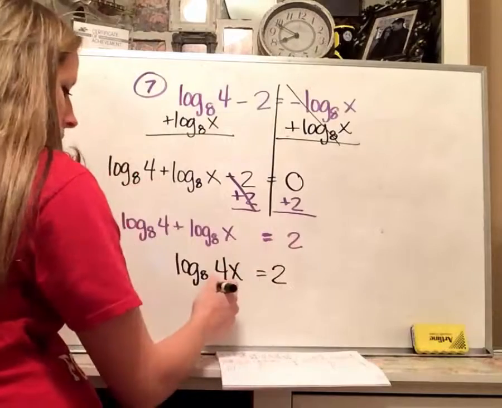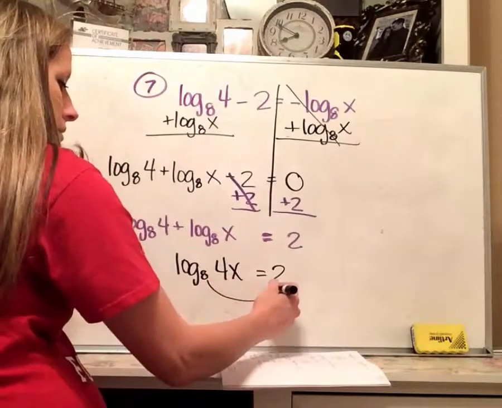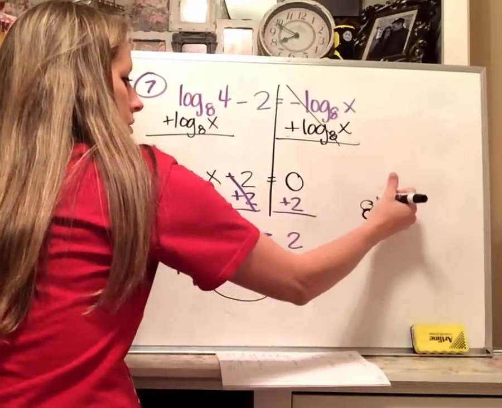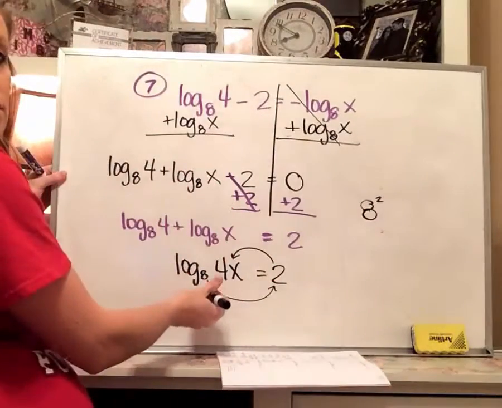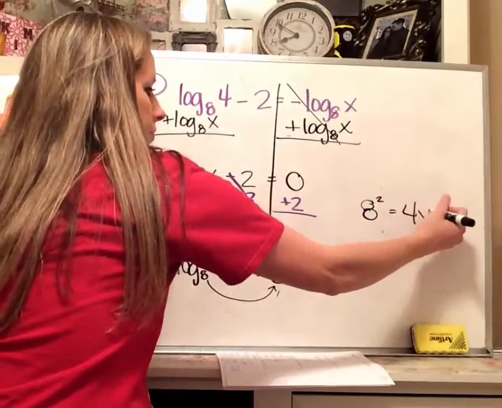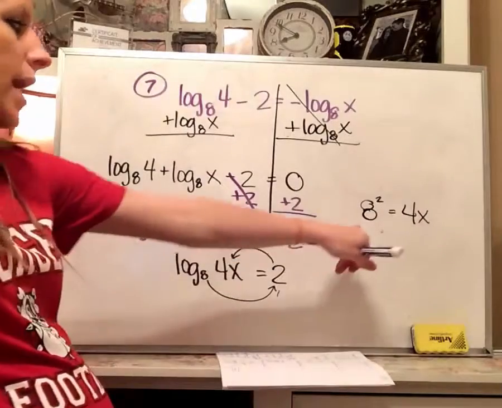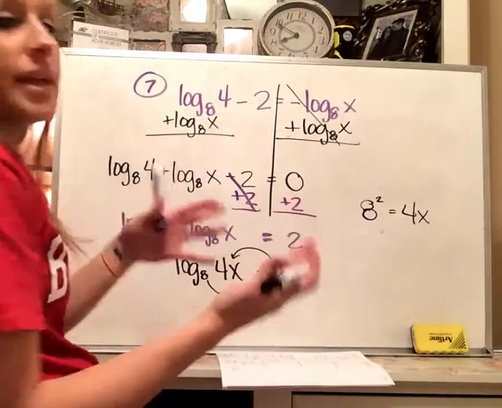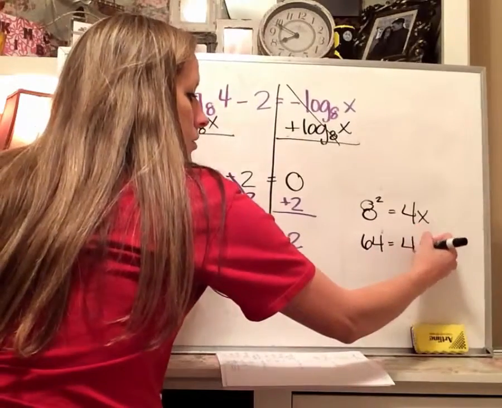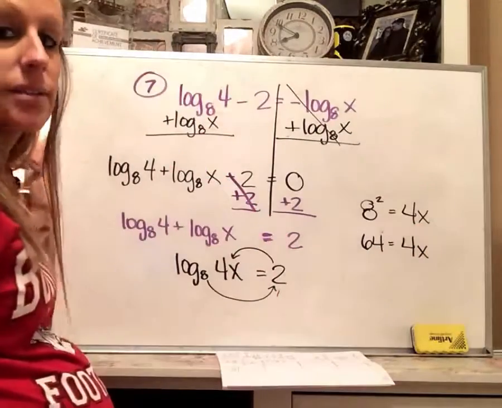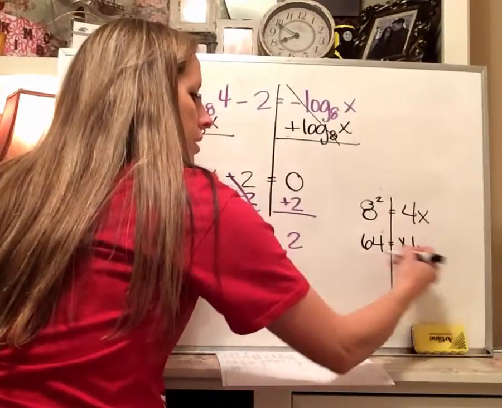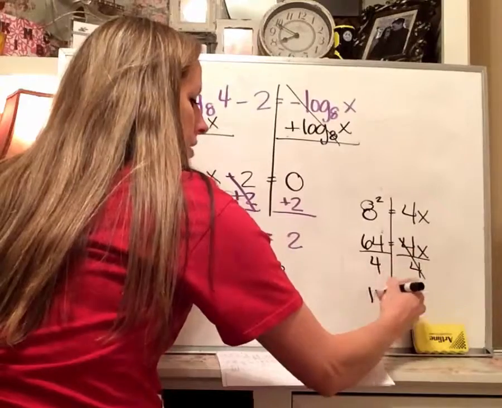Now I can put it in exponential form. So I have 8 squared equals 4x. You want to start with your base and move counterclockwise. So I can figure out what 8 squared is. What is 8 squared? Okay, 64. So 64 equals 4x. I'm going to solve for x. Divide by 4, and x equals 16.